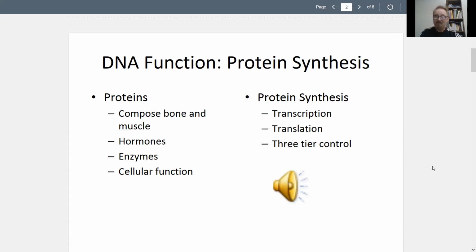Next, protein synthesis. This is really what it's all about. Okay, so there's a two-step process. We've looked at it before. There's transcription and translation. Transcription in the nucleus, translation in the ribosome. Together, those two are called protein synthesis, right?